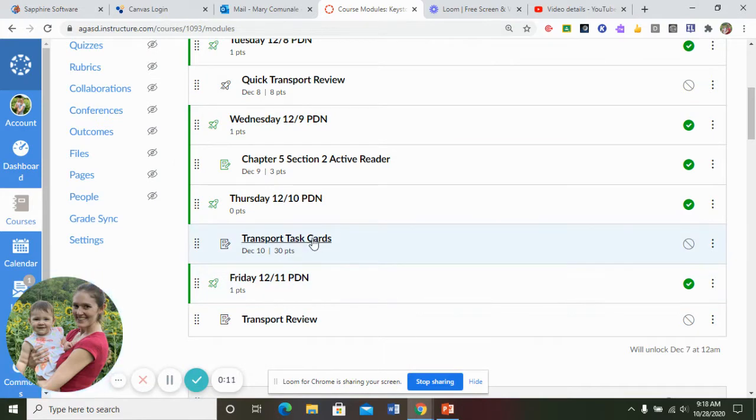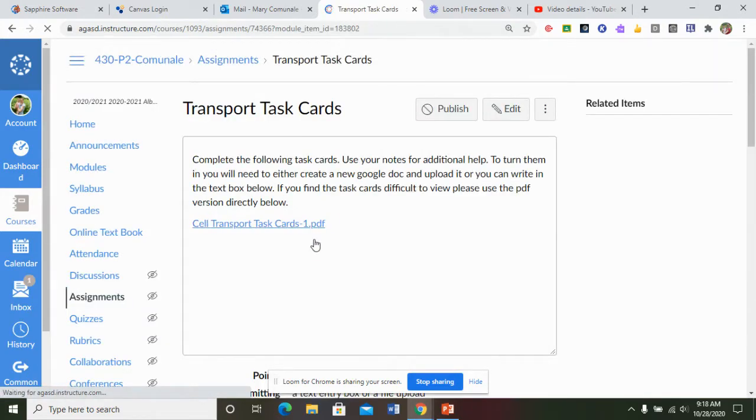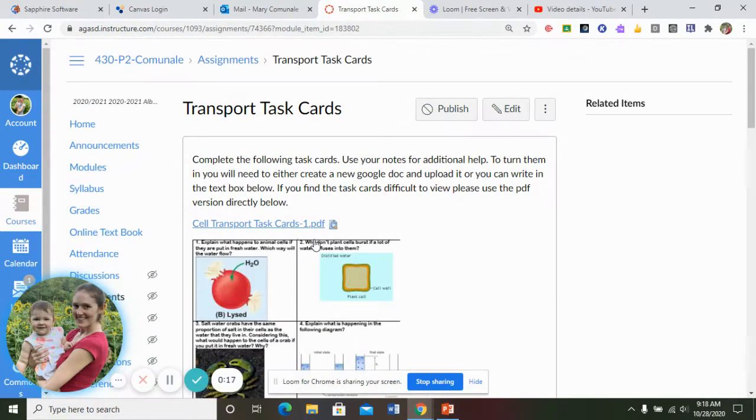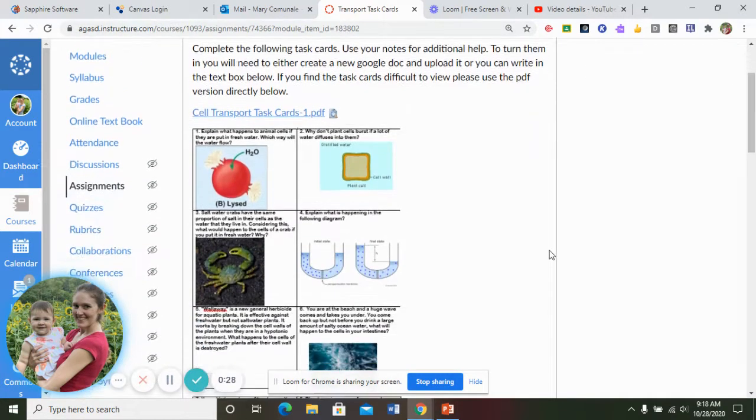Today we're looking at these transport task cards. Now in class, I did let the students work with a partner on them because they are a little bit confusing and a little hard. I'll give you that. So I'm going to be your partner in this if you're working remotely or if you're absent today and you are lucky enough to watch this video.